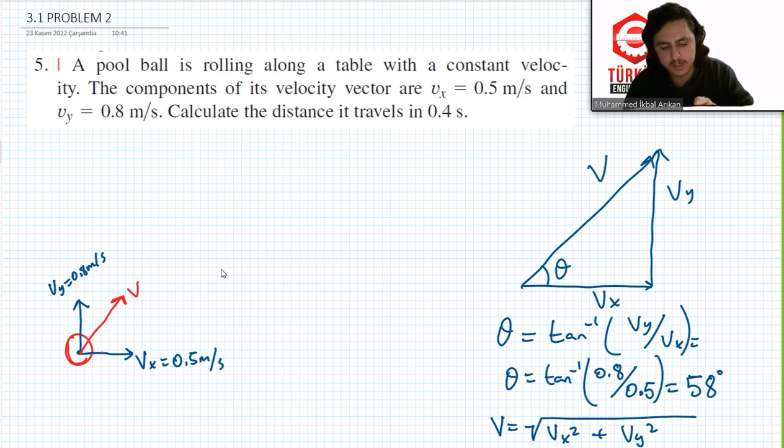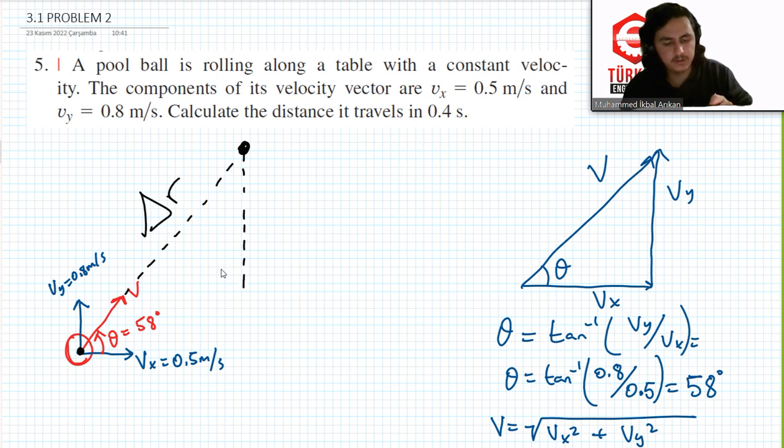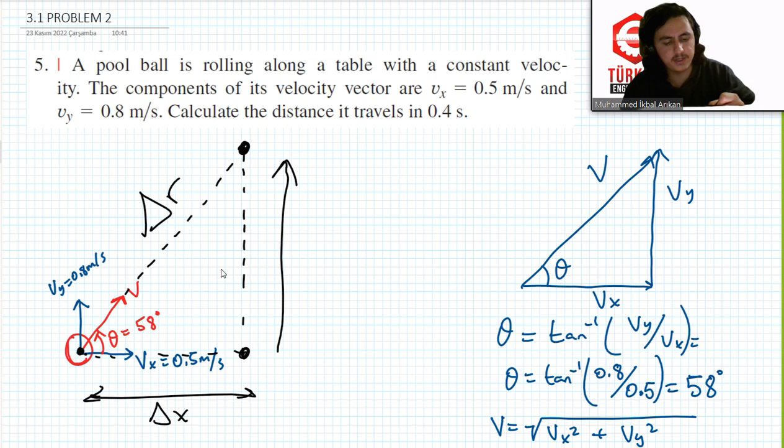This is the velocity, and I know the angle theta, which is equal to 58 degrees. So my path will be just like this. When I reach the final point here, and this is the initial point, this one will be delta r. And what about this point? This is my displacement in x. So this distance will be just delta x, and this displacement will be delta y.